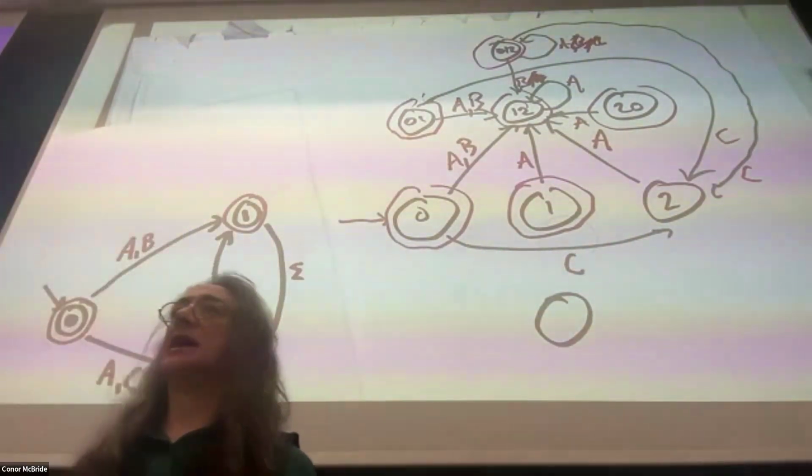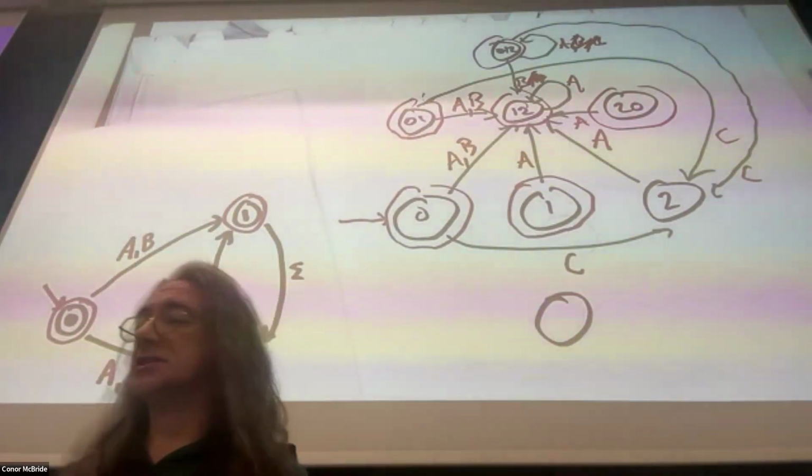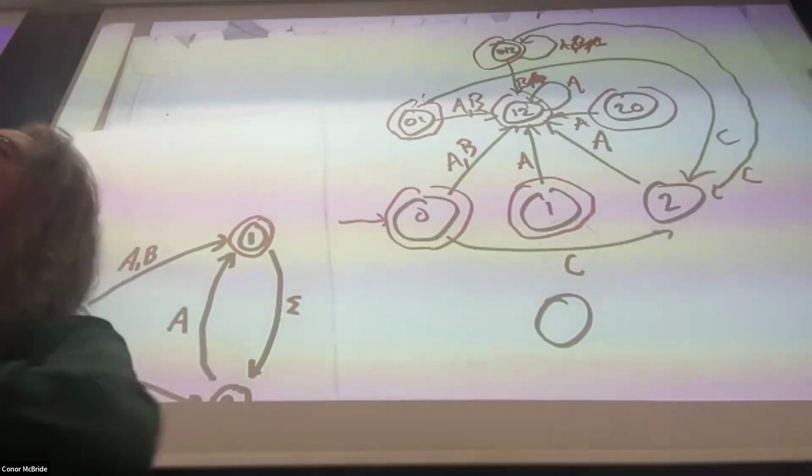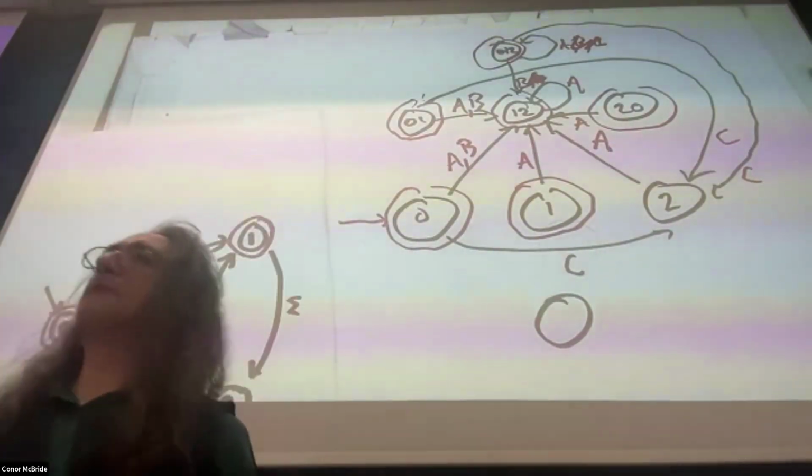But all we're doing is using states of the DFA that represent sets of states of the NFA to say, what are all the possibilities if this is the input we get?